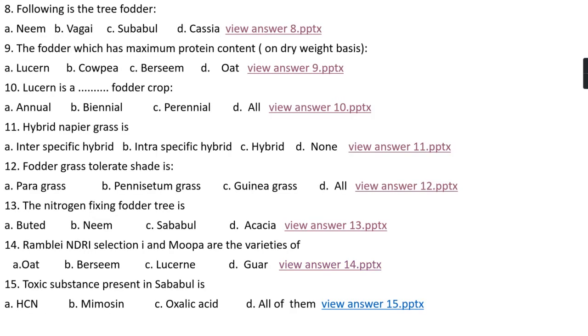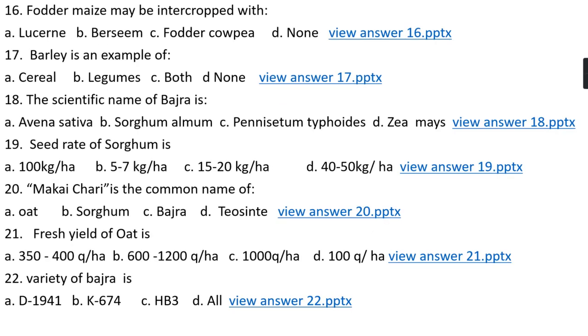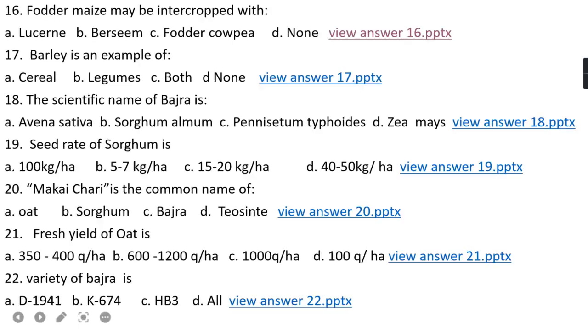Okay. Question number 15: The toxic substance which is present in subabul is option A HCN, option B mimosine, option C oxalic acid, or option D all of them. The right answer is option D, all of them. Toxic substances present in subabul are hydrocyanic acid, mimosine, and oxalic acid. Okay. Question number 16: Fodder maize may be intercropped with option A lucerne, option B berseem, option C fodder cowpea, or option D none. The right answer is option C, fodder cowpea. Fodder maize can be intercropped with fodder cowpea.